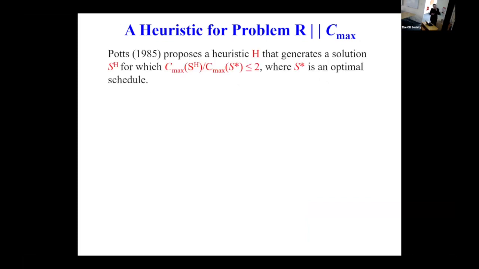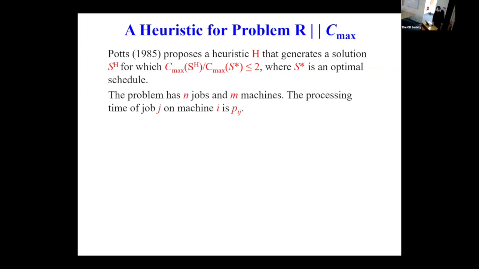Okay, I looked at problem RCMax. Remember, this is unrelated parallel machines. And I came up with a heuristic where the heuristic value is never more than twice the optimal value. I'll briefly tell you how I did this with linear programming. So the problem has n jobs and m machines, to process job j on machine i, the processing time is pij.